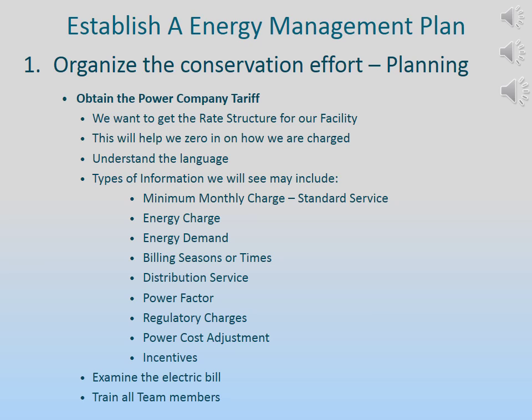We will also see a distribution service charge. This fee is for the utility to take care of the lines and the cost of delivering the electricity to the plants. We may see a power factor charge. Most of the tariffs have a power factor in their rate structure, so they can charge us for a poor power factor. We may have regulatory changes, and those are also something we cannot do anything about. We may see a power cost adjustment and incentive options.